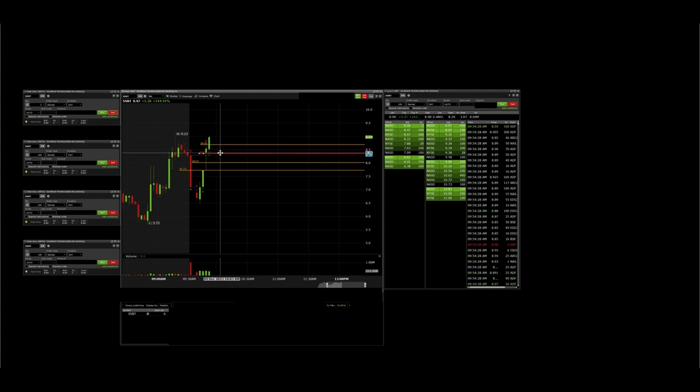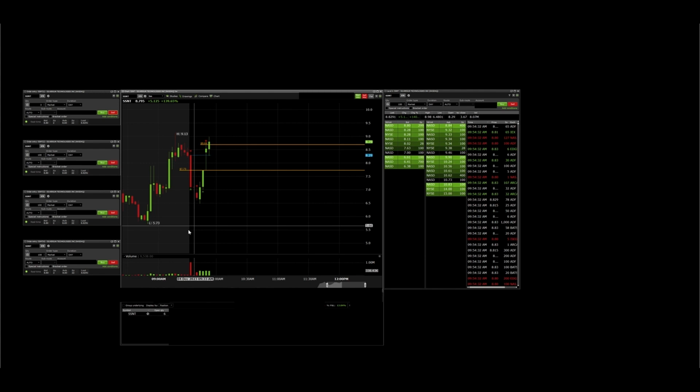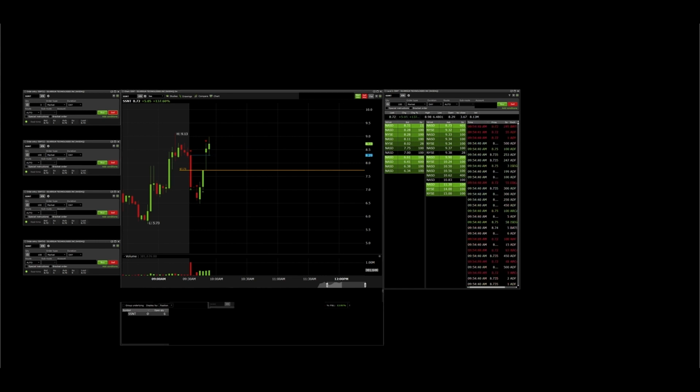So right now we're above profit 1, 2, 3, and 4. So we can be completely out of the trade, but because we took our profit 1 and 2 higher, I'm remaining in the last couple groups of shares.